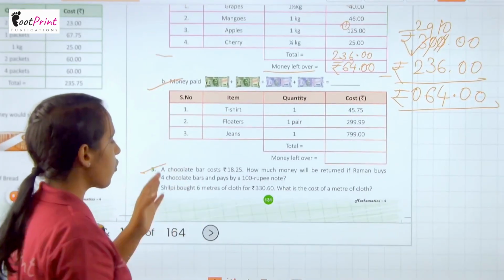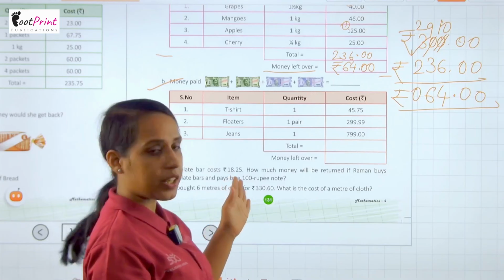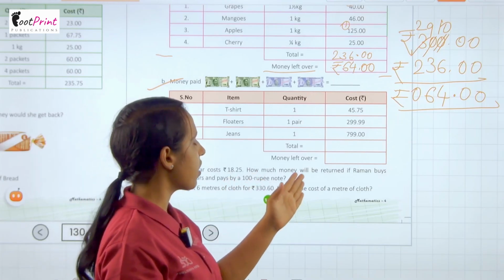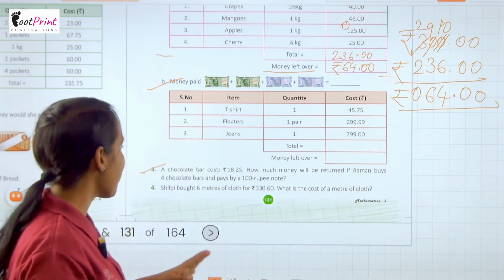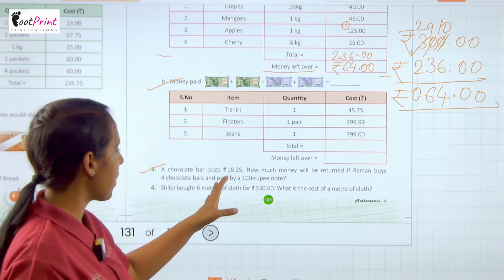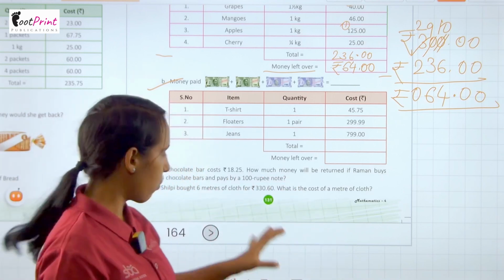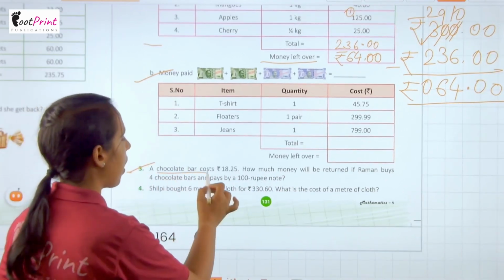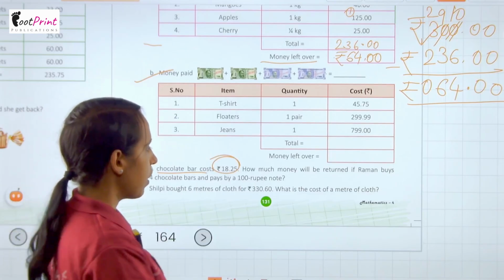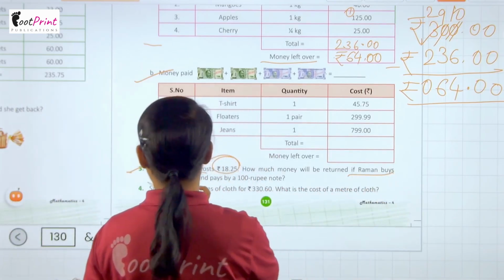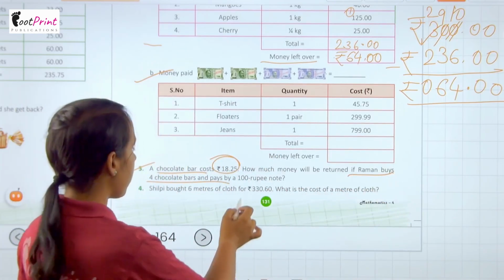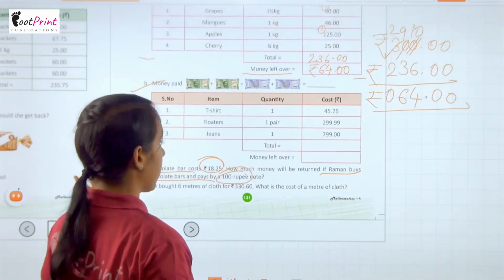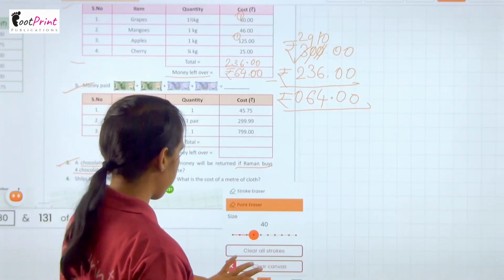Question number 3, a chocolate bar costs 18.25 rupees. How much money will be returned if Raman buys 4 chocolate bars and pays by a 100 rupee note? So in this also it is said that one chocolate bar is bought at this price. So Raman bought 4 chocolates and gave a 100 rupee note, so how much money will he get back.